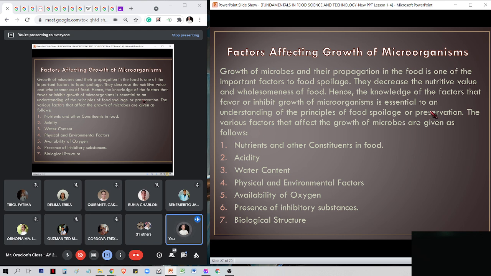So it is really needed that we have the knowledge on the things or the processes that will lead to the prevention of growth of microorganisms. When you talk about inhibit, that means prevention, or disallowing the growth of microorganisms. So it is essential for us to understand the basic principles. The basic principles are being introduced already.